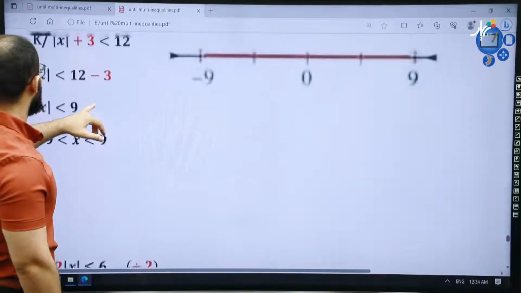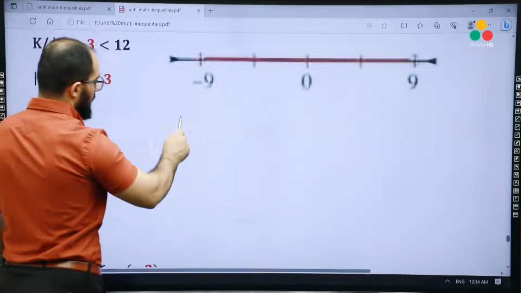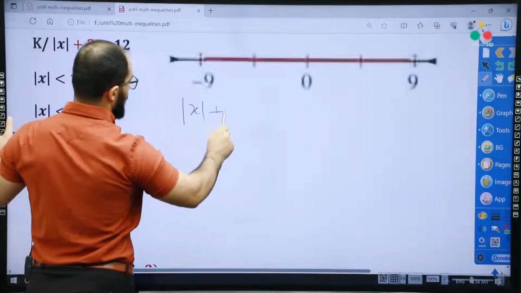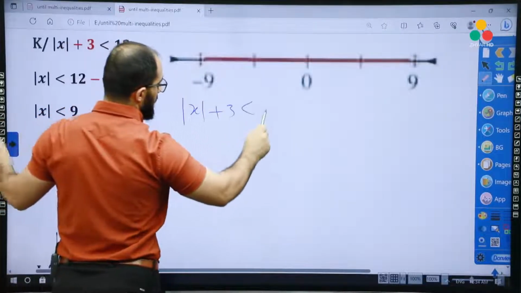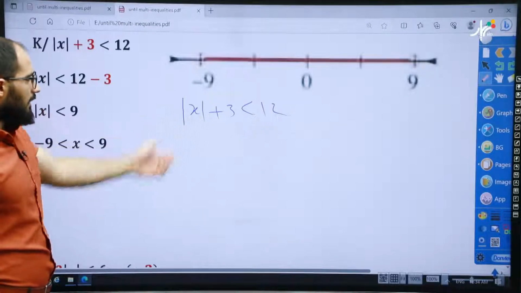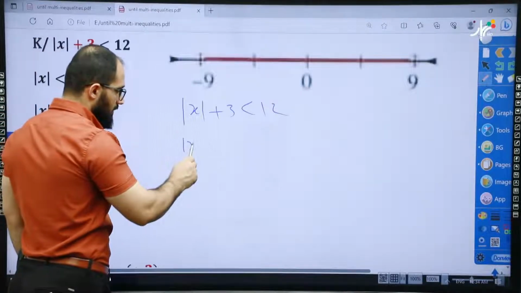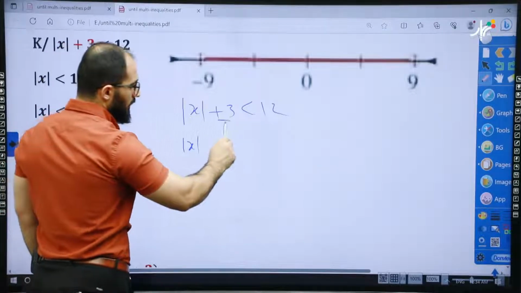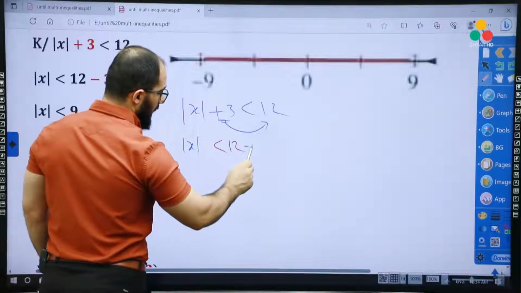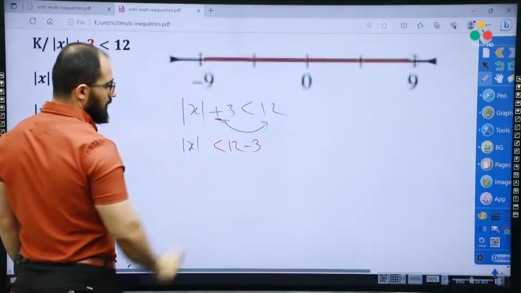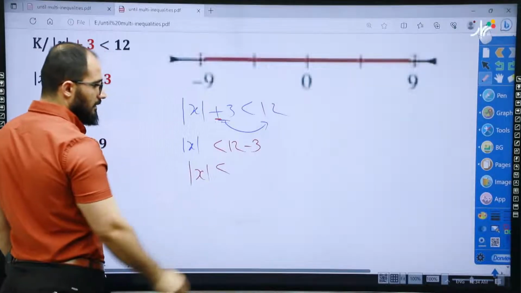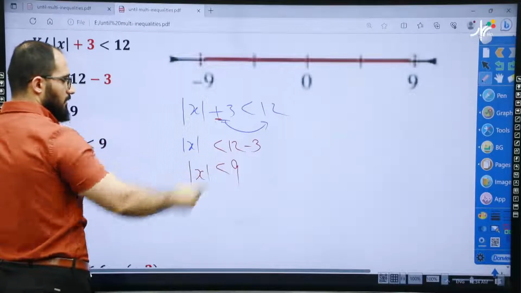So the first example is the absolute value of x plus 3 is less than 12. First step, try to simplify it, make the absolute value alone. Move the 3 to the other side: 12 minus 3, because it is plus, it's going to be minus. So the absolute value of x is less than 9. 12 minus 3 is 9.